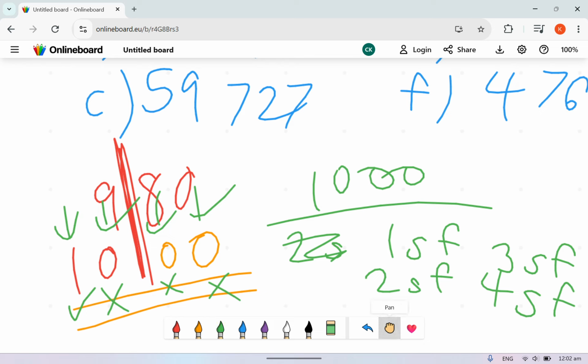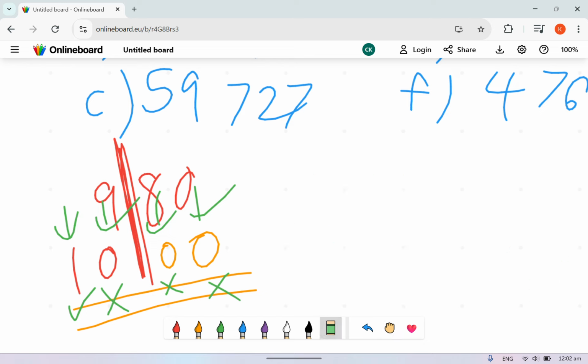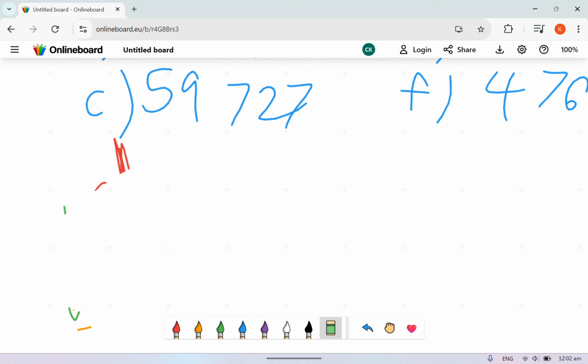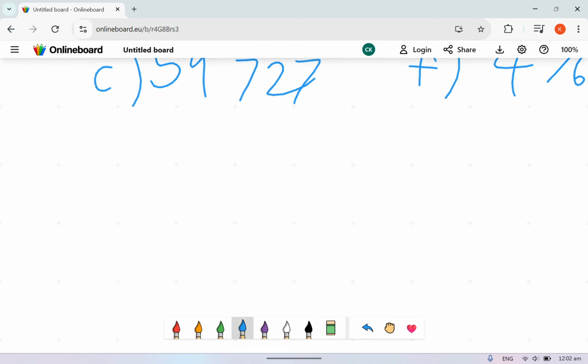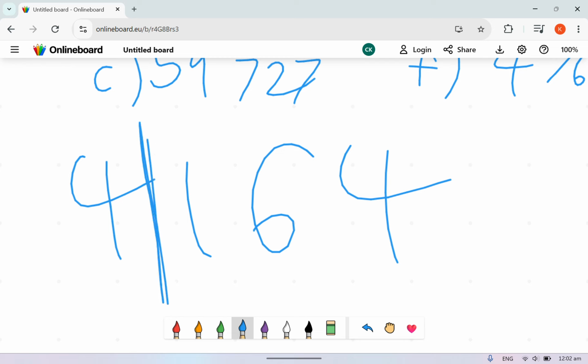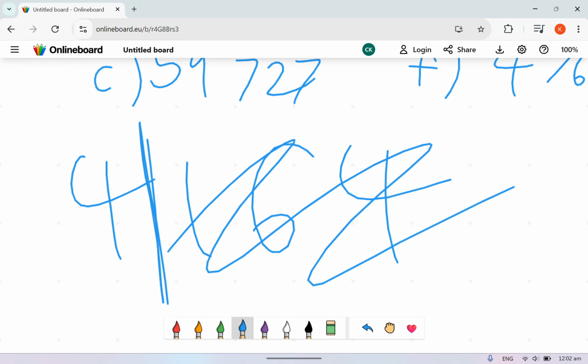Okay, now next one. What's the next one? I can't see yet. Okay, next one. 4164. Okay, this one is so easy. This one, bye bye, because 1, nothing to say. So it's 4000. Okay, quite simple.